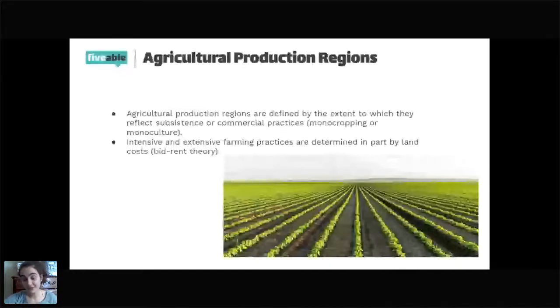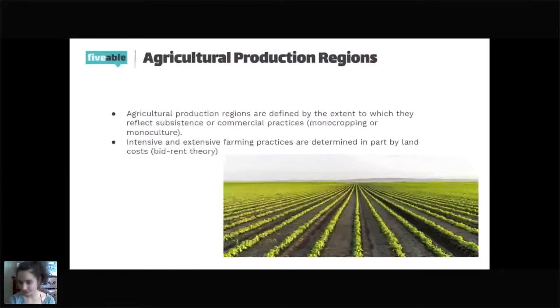Can you type a very short answer in the chat? What is monoculture? Nobody knows? Maybe try to understand the prefix, the prefix in the word.